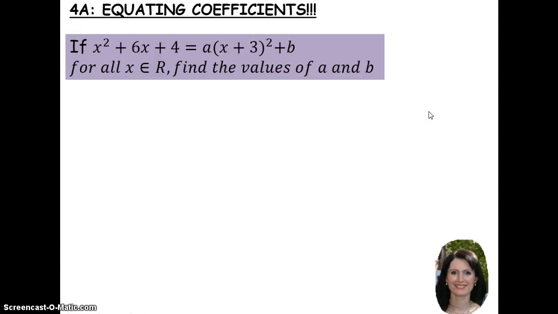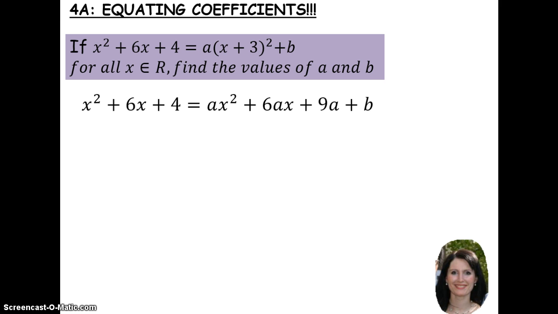Hi guys, today we're going to look at exercise 4a. In this exercise there are quite a few things to learn, the first being equating coefficients. Now, the first question we want to look at is where we're trying to solve for a and b in the equation x squared plus 6x plus 4 equals a(x plus 3) squared plus b.